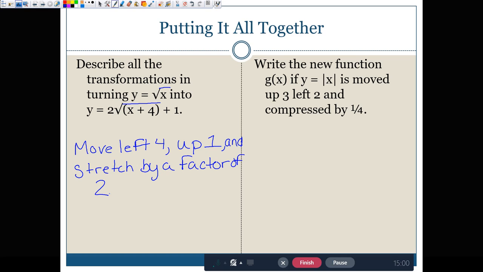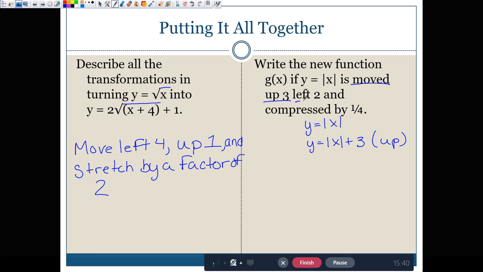Alright, write a new function, g of x, if y equals the absolute value of x is moved up 3, left 2 and compressed by 1/4. Alright, so I'm starting off with y equals the absolute value of x. I'm going to be moving up 3. So up and down are on the outside. So that would become plus 3 on the outside. So I did that. Now, that's up.